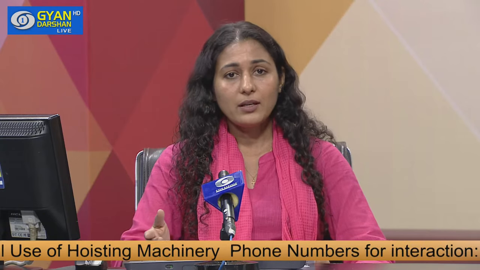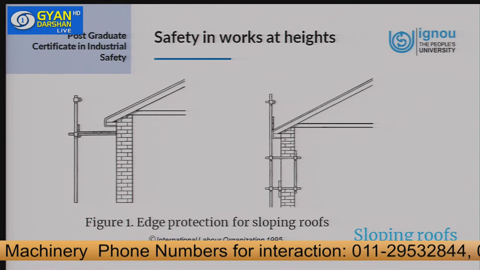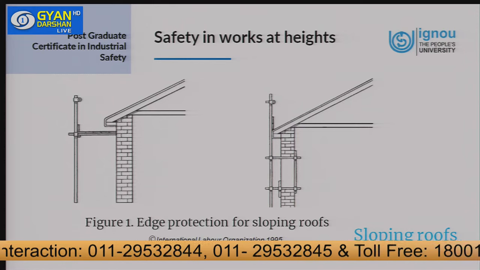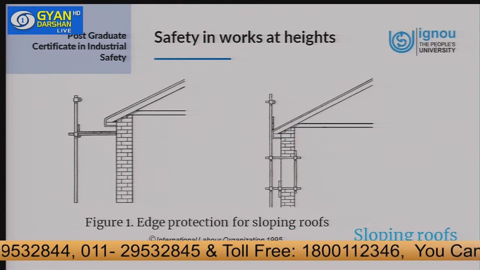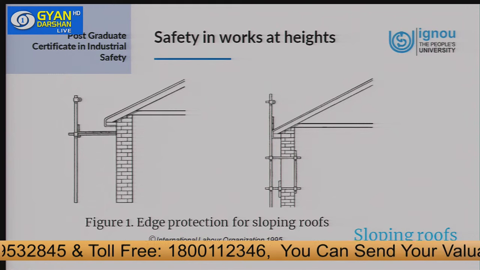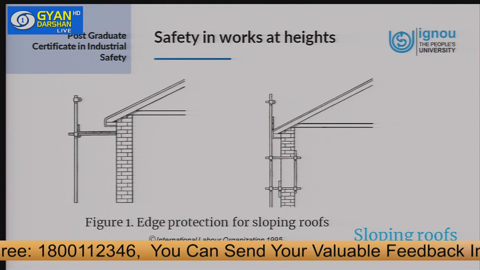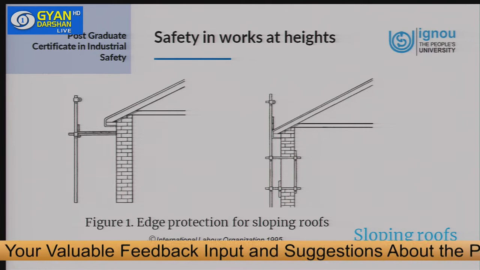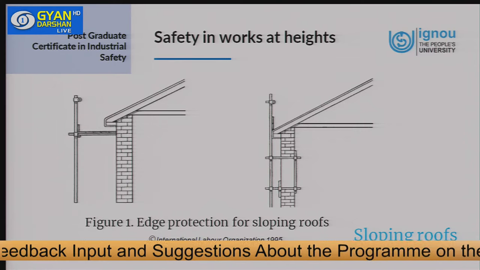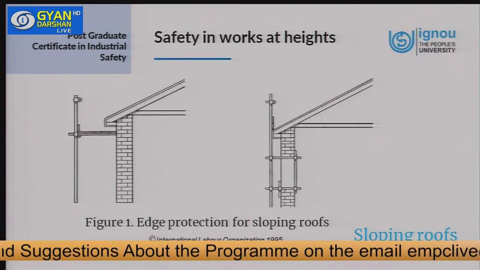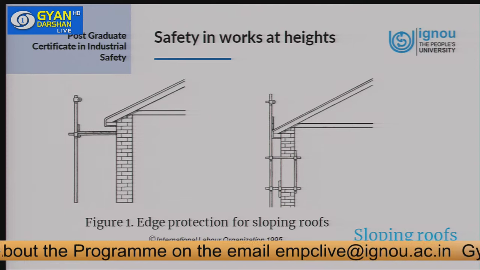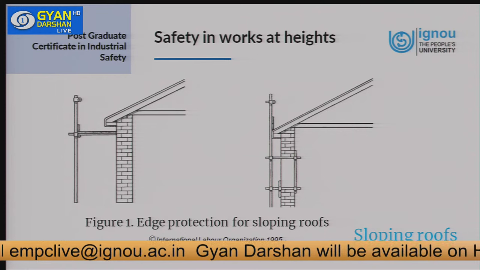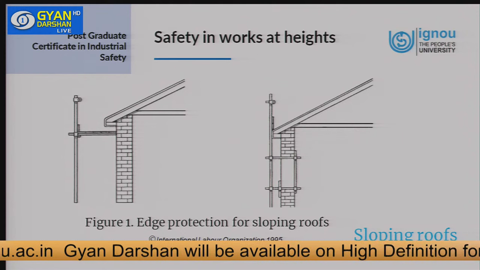sloping roofs. In the figure given on the screen, you can see the edge protection for sloping roofs. In the first one, you can see a scaffolding-like structure set a little away from the wall of the structure. So in case, while working, a person or material rolls down the sloping roof, it can be stopped by the scaffolding that has been provided. The second figure on the right shows a clamping system where the scaffold is clamped to the wall, and again it is close to the roof edge, and this also prevents the falling of people or equipment from the surface.